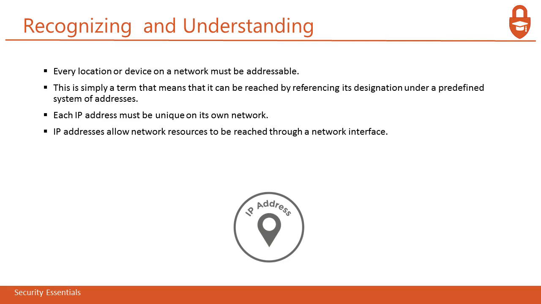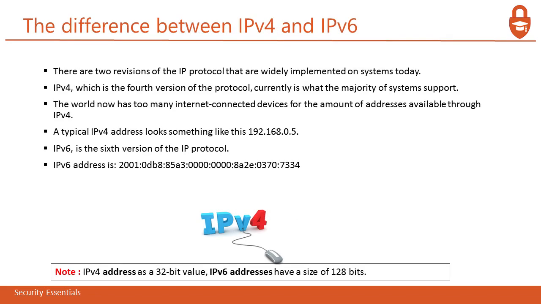And then an IP address allows network resources to be reached through a network interface. This is all about communication and connecting between the computers and the devices on the network. So next, we're looking at the difference between IPv4 and IPv6. So as we have discussed in earlier classes, we have two kinds of IP protocols. These are two versions of IP protocols, and that is v4 and v6. And they're basically revisions that are widely implemented on systems today.